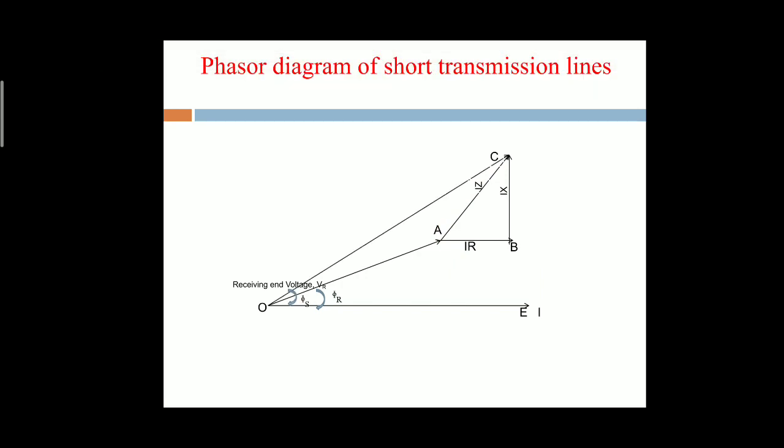Next we draw the Vs, the sending end voltage, at an angle of phi S. By adding this impedance drop to the VR, we obtain the OC line, the sending end voltage.